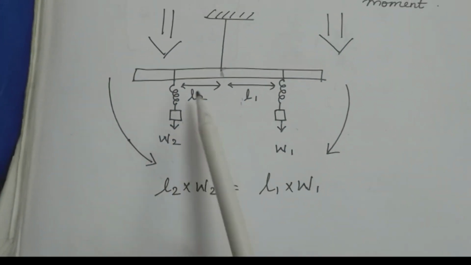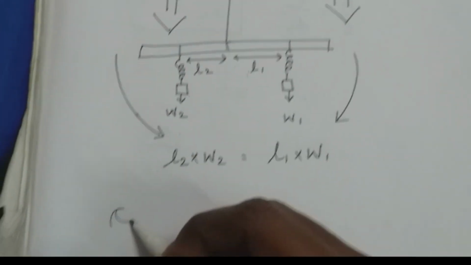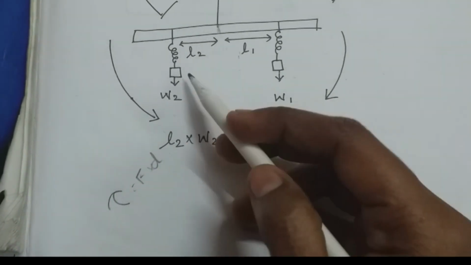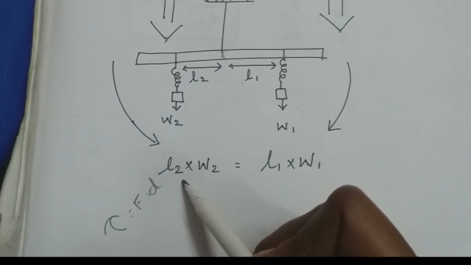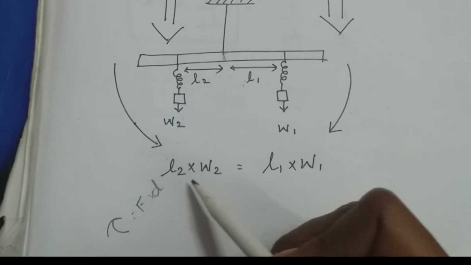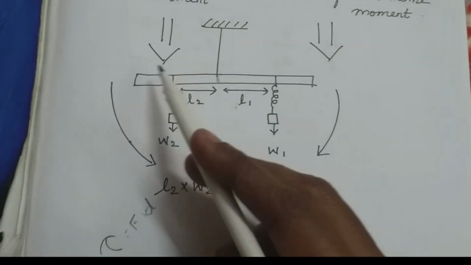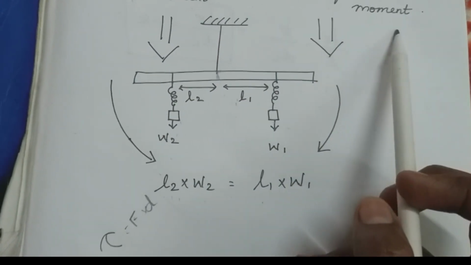Moment is nothing but distance into weight. That's nothing but our tau. Tau was force into distance. So what is weight? Weight is nothing but a force, and L is nothing but a distance. So here L2 into W2 is equal to L1 into W1, which is the sum of the clockwise moment is equal to sum of the anti-clockwise moment.